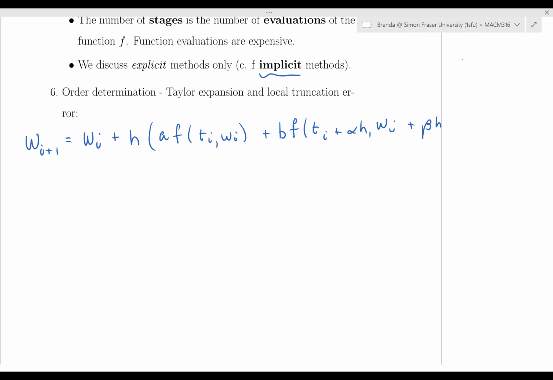Okay. So our update rule, in one fell swoop, I wrote this down earlier. Our update rule looks like this. We have an ith approximate, and then we want to go H times A and BI WI, plus B times BI plus alpha H, WI plus beta H.